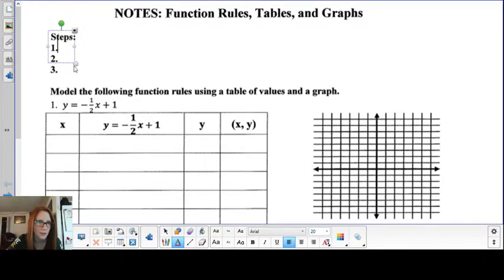I need a smaller font. That looks better. I'm going to type these because we all know how good my handwriting is.